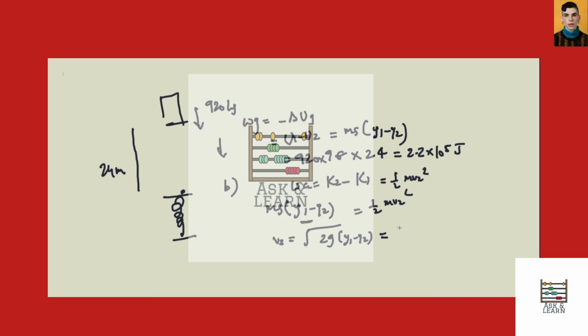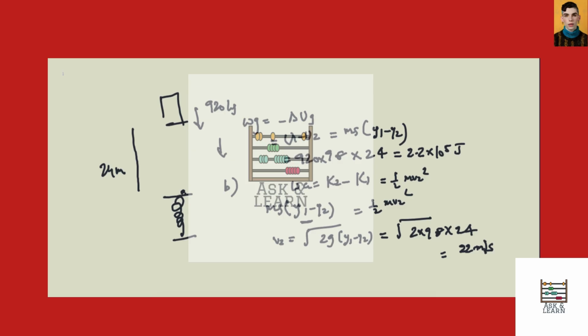If you plug it into the equation, you get 2 times 9.8 times 24, and that should be equal to around 22 meters per second, the velocity just before hitting the ground. Sorry, just before hitting the top of the spring.